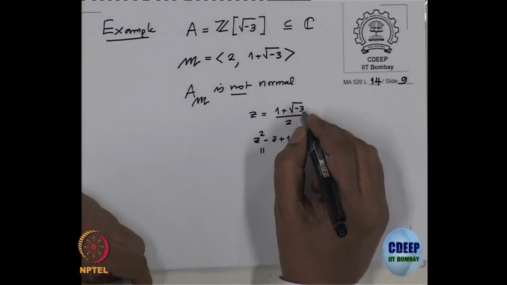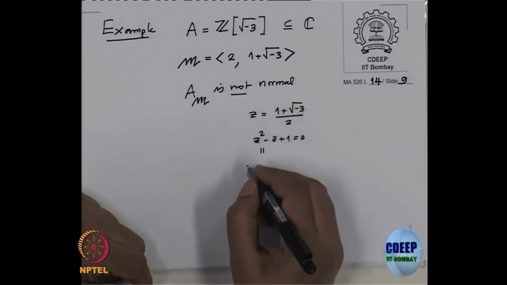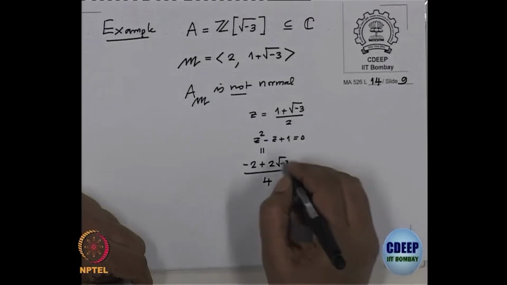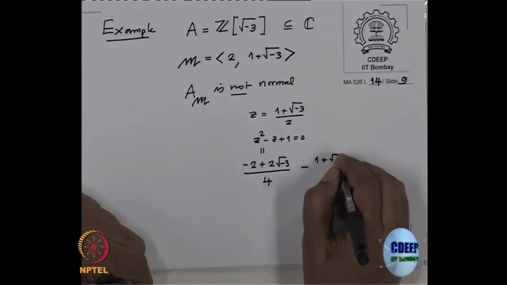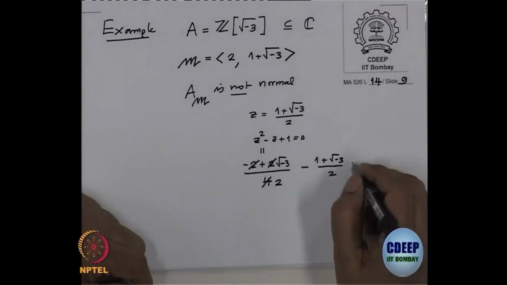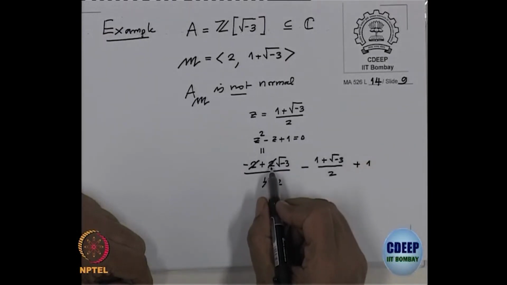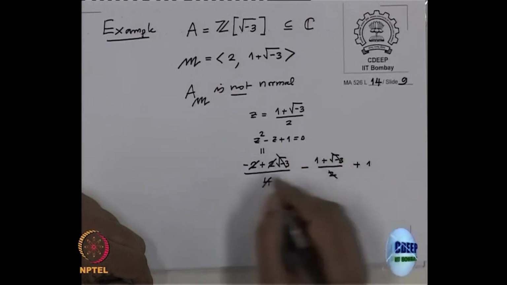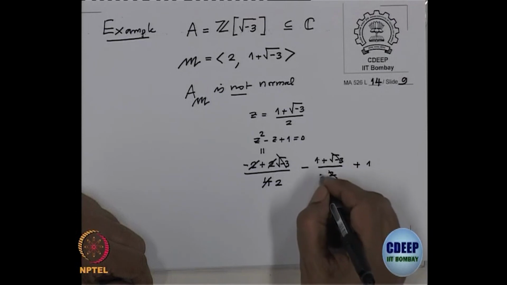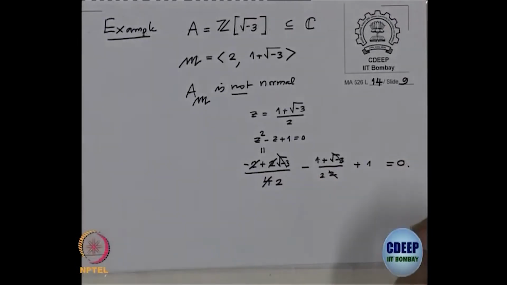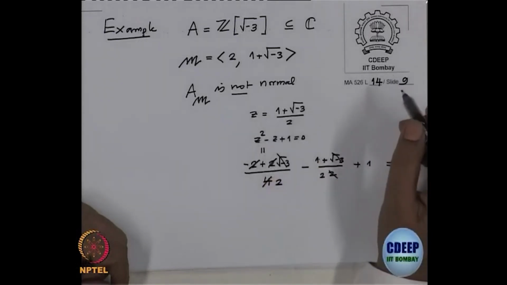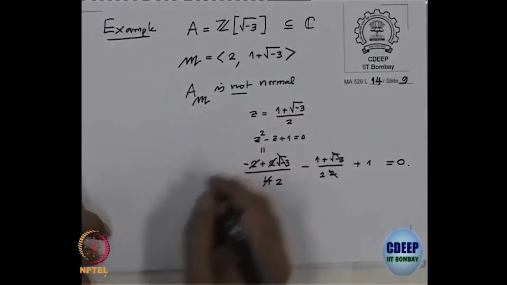minus 3, which is minus 2, and then minus 2 plus 2 root minus 3 divided by 4, this is z square, and minus z, that is minus 1 plus root minus 3 by 2. So, these 2 get cancelled, this is 2 here, and then plus 1. This term will get cancelled, and this is minus minus half, this is half there, so that will get 0. So, therefore, z satisfies an integral equation over this, but z is not there. So, this is not normal.